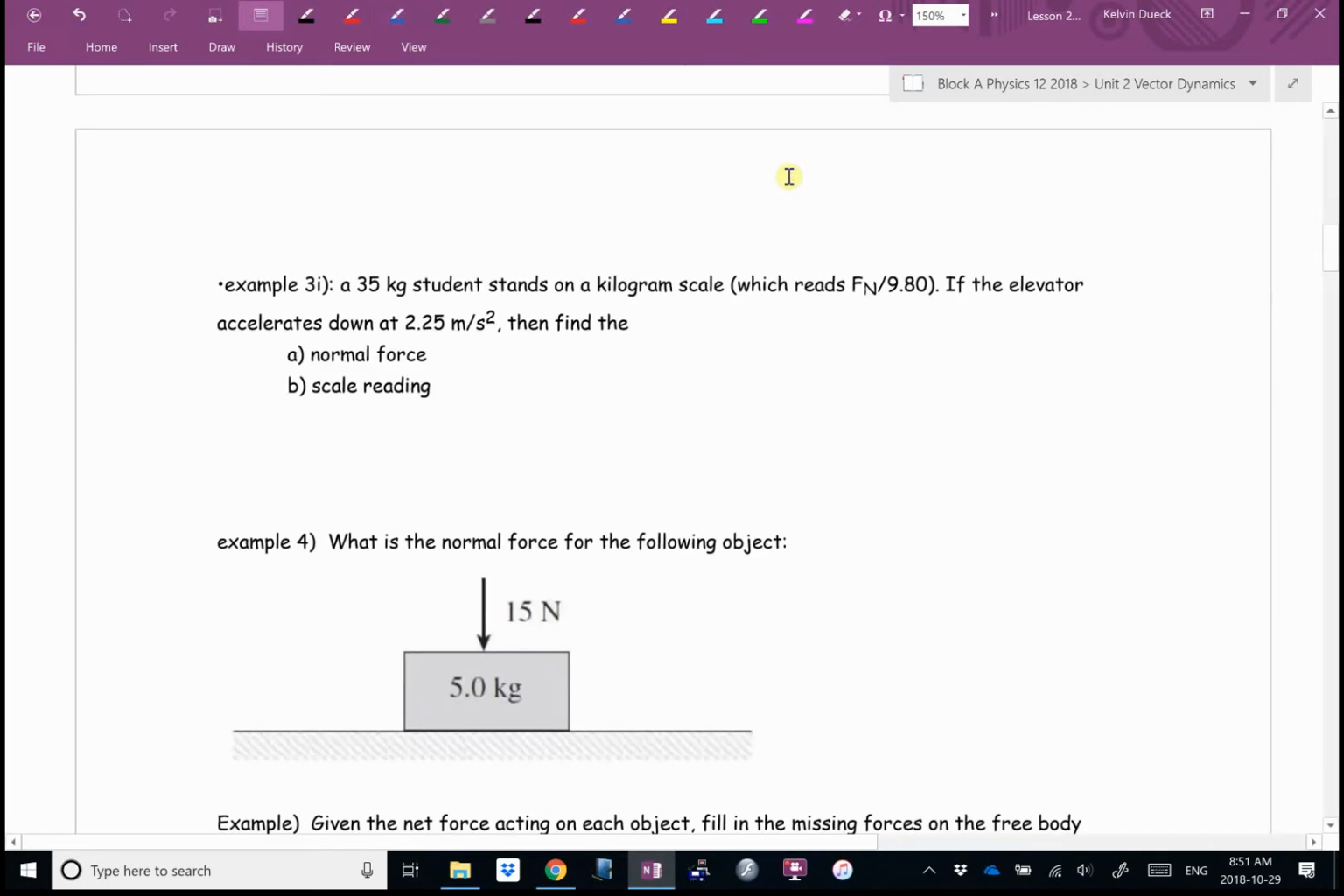A 35 kilogram student stands on a kilogram scale. The kilogram scale reads the normal force divided by 9.8, because that's how you change newtons into kilograms. If the elevator accelerates down at 2.25 meters per second squared, A says find the normal force and B says find the scale reading. This is the job for a good free body diagram. I'll represent the person right here with a dot.